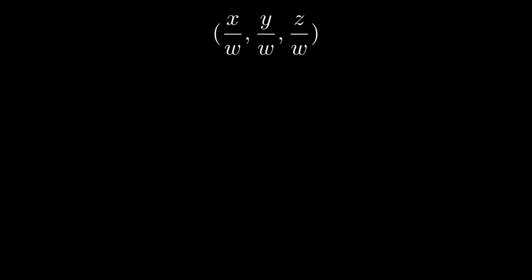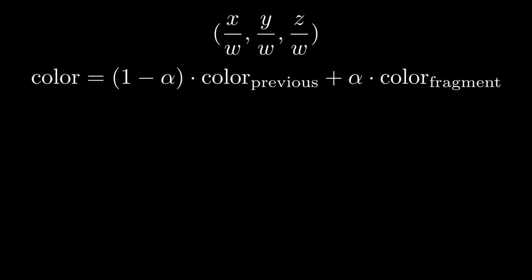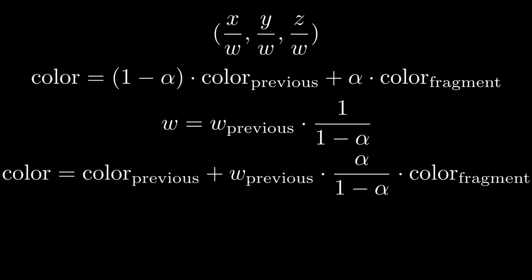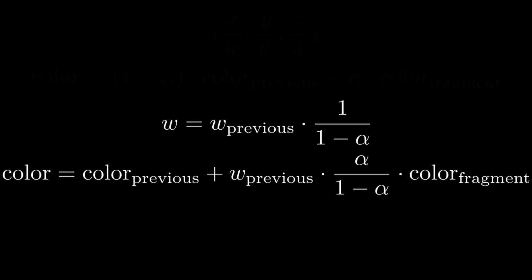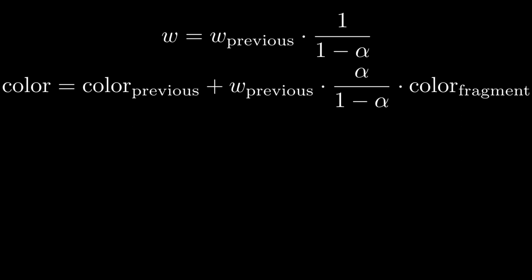Normally, to make things transparent, we multiply the original value by 1 minus alpha and the new value by alpha. However, with homogeneous coordinates, we can also multiply the w component by 1 over 1 minus alpha and add the new value times alpha over 1 minus alpha. Notice that we didn't apply anything to the destination color. With that in mind, I looked for a way to implement volumetric fog.